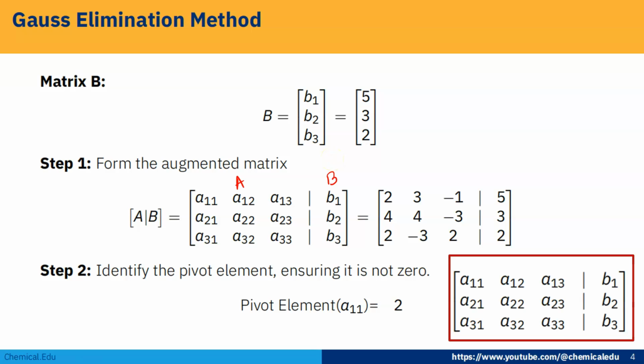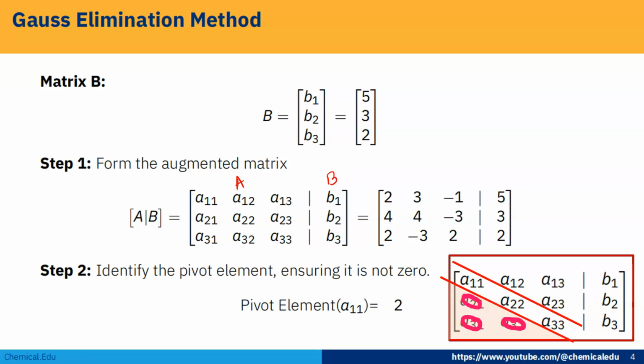Here a11, a22 and a33 are the diagonal elements, and below the diagonal elements, a21, a31 and a32, we have to make 0, 0 and 0, forming a triangular matrix. That is the Gauss elimination method. So we have to do that.